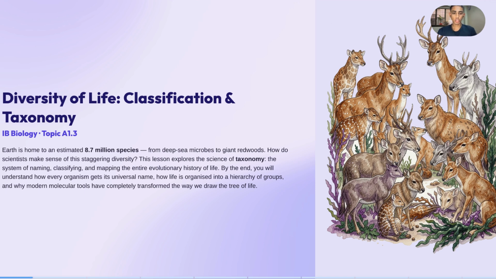Earth is home to an estimated 8.7 million species, but how do we make sense of that chaos? Why do we call a cat Felis catus in London, Tokyo, and New York?